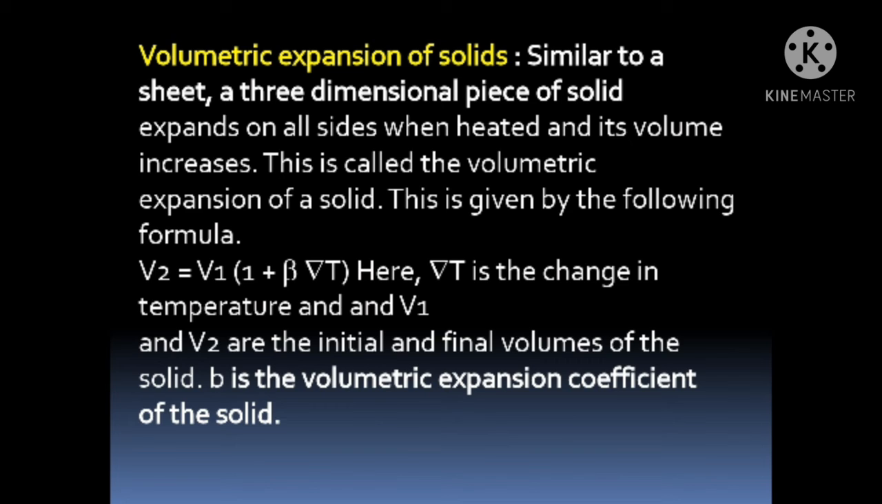Now, the formula for volumetric expansion. V2 is equal to V1 multiplied by 1 plus beta delta T. Here, students, delta T is the change in temperature, and V1 and V2 are the initial and final volume of the solid. V is denoted for volumetric expansion, like in the last slide A was denoted for areal expansion. So V is denoted for volumetric expansion, and here beta is the volumetric expansion coefficient of the solid.